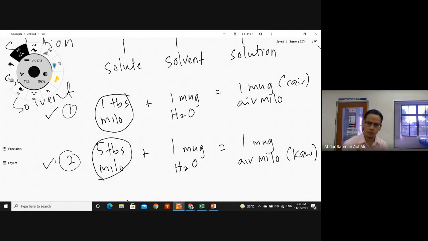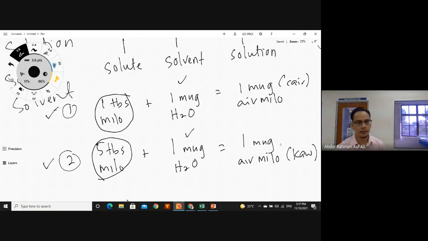Air Milo number 2, I put in 5 tablespoons, tapi the same amount of water. Okay, 1 mug of H2O, 1 mug of H2O. The difference is the amount of solute. So yang 5 tablespoons of Milo ni, we get one that is kau, air Milo yang sangat pekat, kau, sedap. Okay, most people like air Milo yang kau, manis lah, because we put more serbuk Milo in there, more sugar. Okay, more cocoa powder, more sugar. That's why it's better.